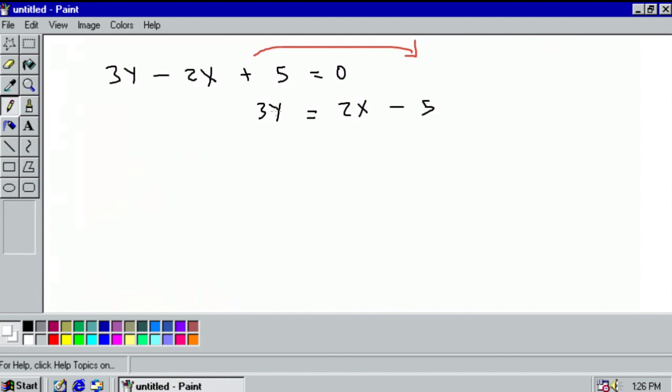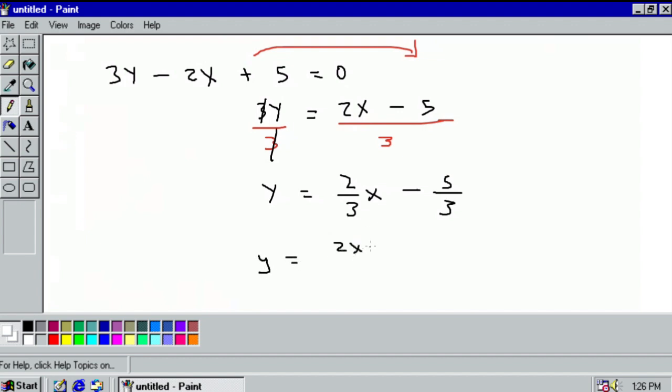Since we're looking for the value of y, we need only the y term on the one side. We need to divide both sides by 3. So what we have left is y. Since both of these 3s will cancel, we have 2 thirds x minus 5 thirds, or simply just 2x minus 5 over 3.